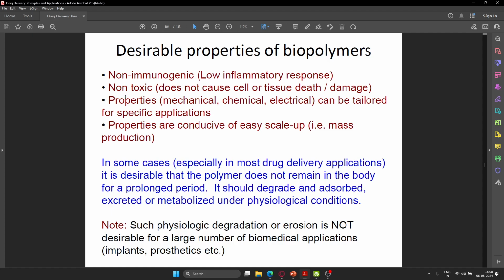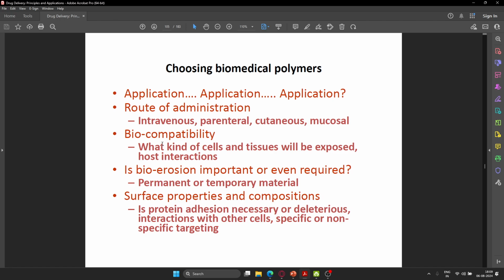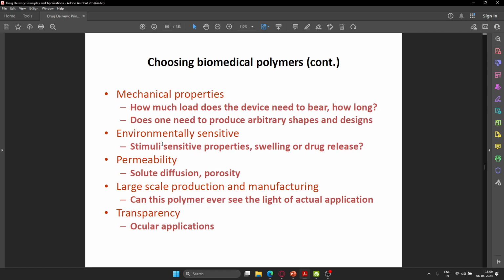And depending on your application, you should be able to tailor some of the properties of the biopolymer, including mechanical, chemical, and electrical properties. And all of this should be able to be scaled up for mass production. That's also an important factor when considering a biopolymer. And you would have discussed how you would choose a biopolymer. Basically, it's application based, depending on which route of administration you want to go, what level of biocompatibility you're looking at, and so on and so forth.